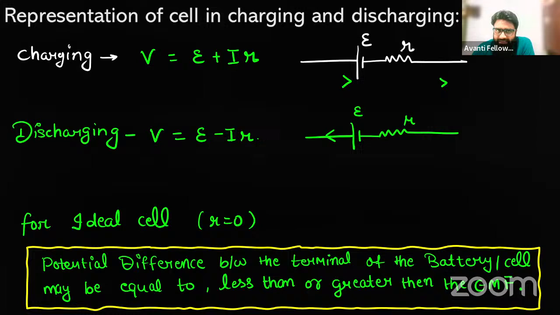Okay. So, the representation of a cell in charging and discharging conditions: when there is a charging situation, the current will flow in this direction. In charging, it goes from positive to negative, from higher potential to lower potential. If the flow of current is like this, it means the battery is charging, and in that case it is given by epsilon plus Ir. So the loss we had in terms of Ir will be recovered in the process of charging. It will be given by this when the charging of batteries happens, or the flow of current is from the positive to the negative plate.